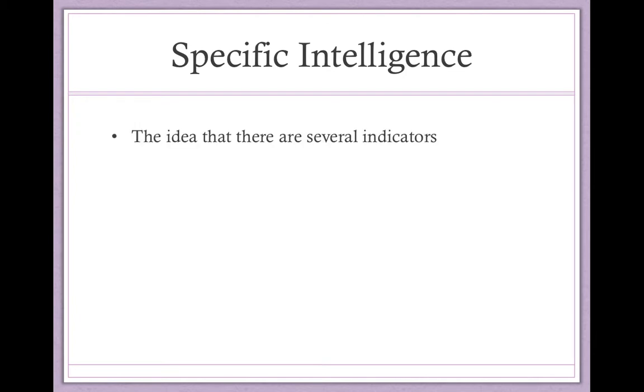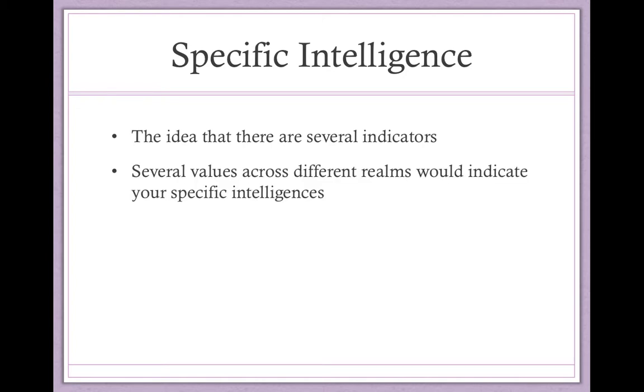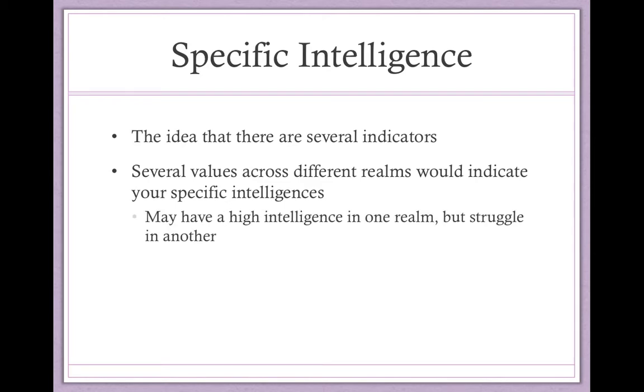So specific intelligence says that there are several indicators of intelligence, and these indicators vary across different realms, and they're independent from each other. So they all have different values. If you're good at one, that does not necessarily mean you're good at another. So you could have high intelligence in one realm, but struggle in another.